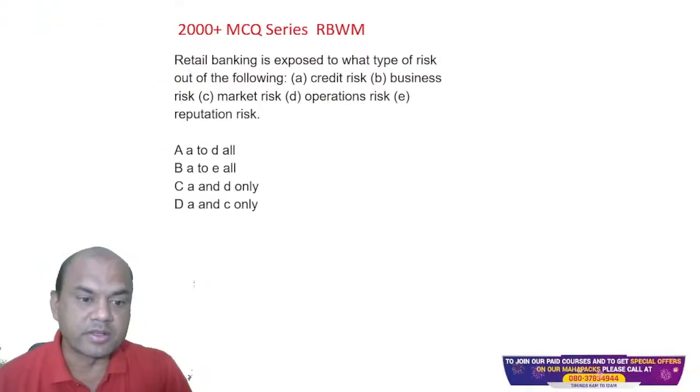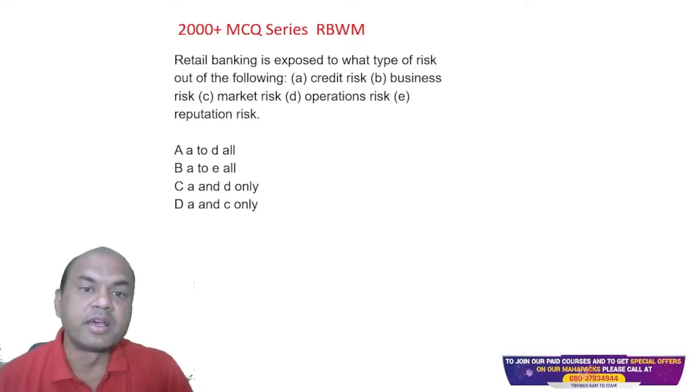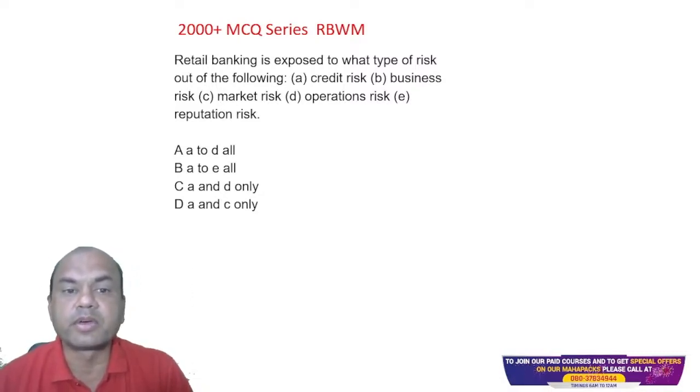Let's start. Everyone, answer it from your side. Retail banking is exposed to what type of risk out of the following? Is it credit risk, business risk, market risk, operations risk, or reputation risk? A to D all, A to E all, A and D only, A and C only. What is the answer? I'll just wait for half a minute and then we'll go ahead.